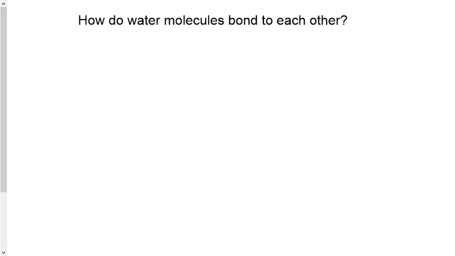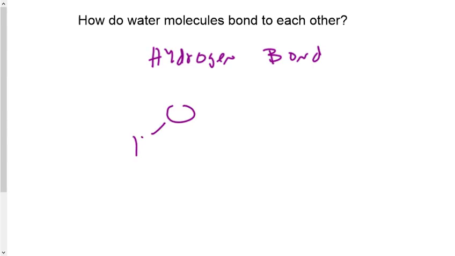How do water molecules bond to each other? Well, they do it by hydrogen bonds. So what exactly is a hydrogen bond? Let me draw 2 water molecules here. Here's a water molecule like this. And remember, we have the slight negative here and slight positives here. They bond because, let me draw another water molecule here, the negative of the oxygen is attracted to the positive of the hydrogen, and that's what's called a hydrogen bond. So they are bonded to each other by hydrogen bonds.